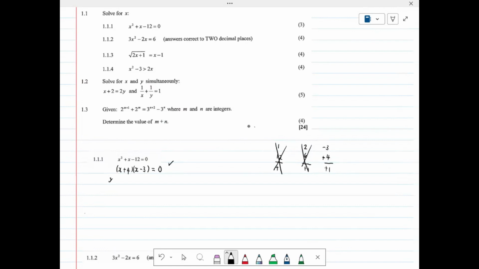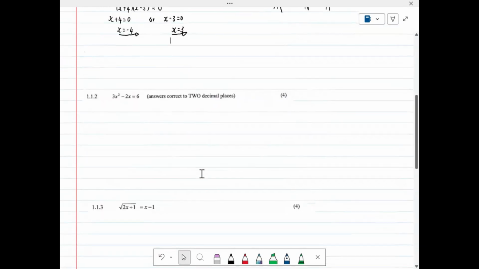Once we have this stage, we equate each of the factors to 0 to solve. So we have x is equal to negative 4, or x minus 3 is equal to 0, so x is equal to 3. So they are our two solutions for our quadratic equation. Let us have a look at the next question.